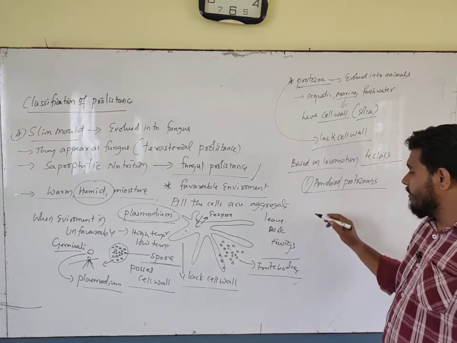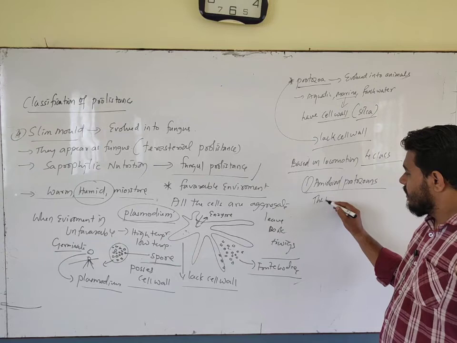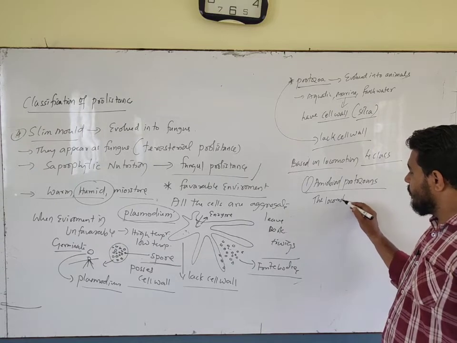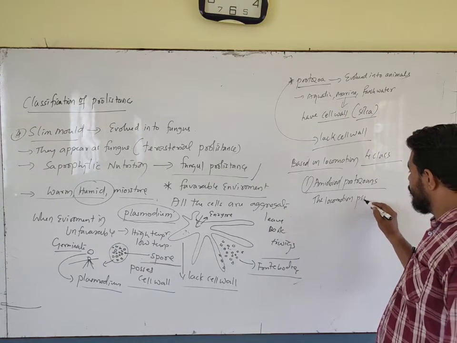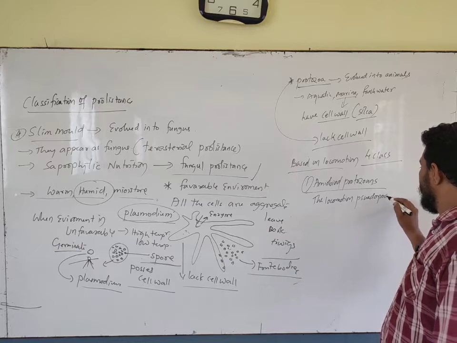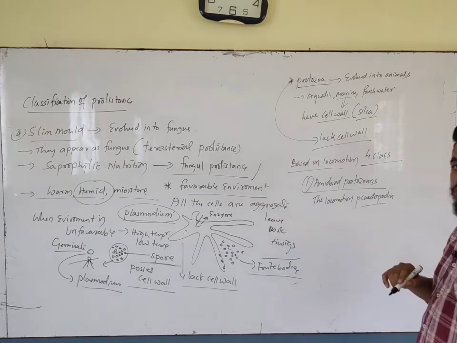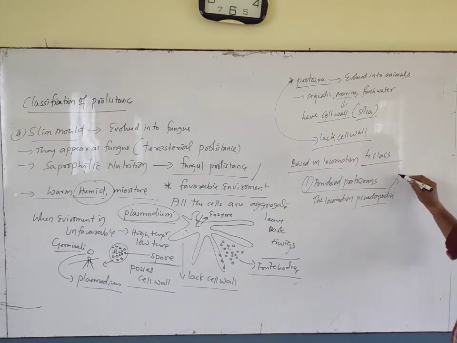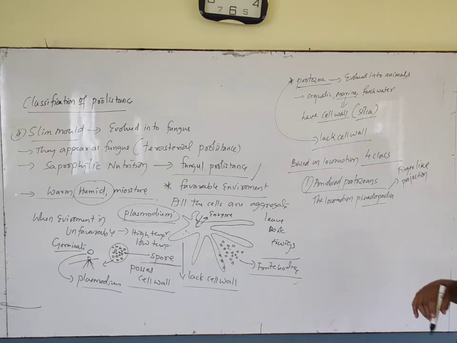So what happens in amoeboid protozoans? The locomotion happens through pseudopodia. So what are pseudopodia? Finger like projections of plasma membrane.